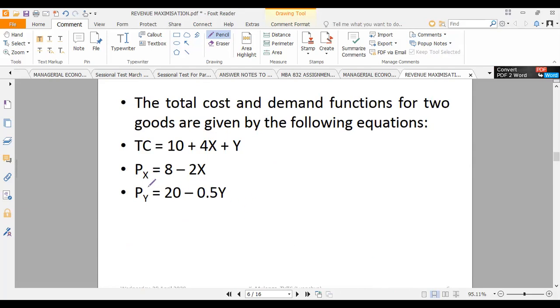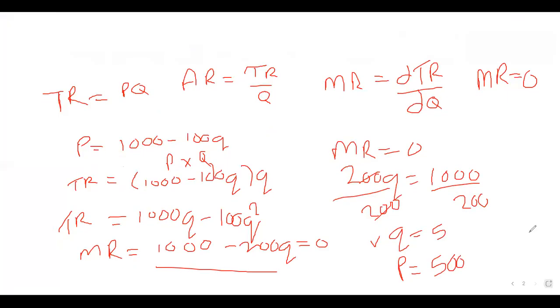So this is a combination of two products, good x and good y. Let me concentrate on just good x first of all. Good x is given by P is equal to 8 minus 2x.